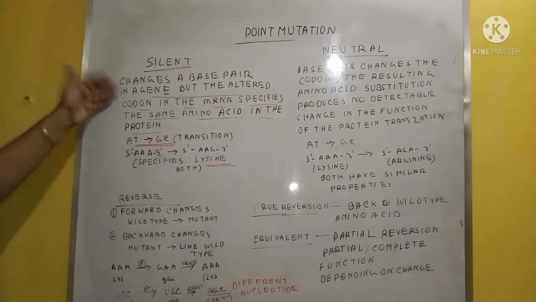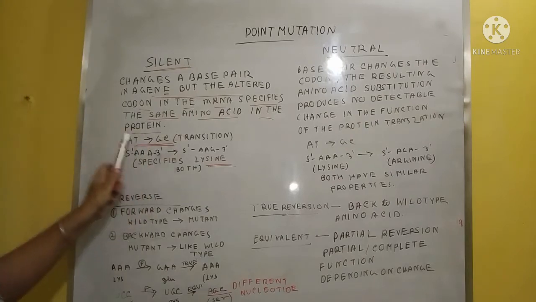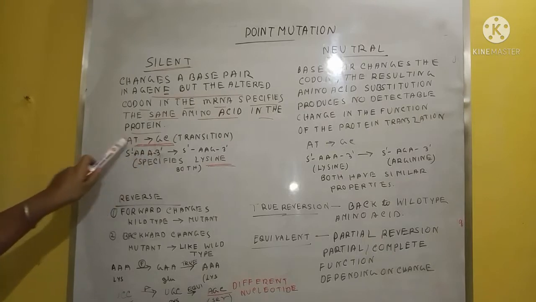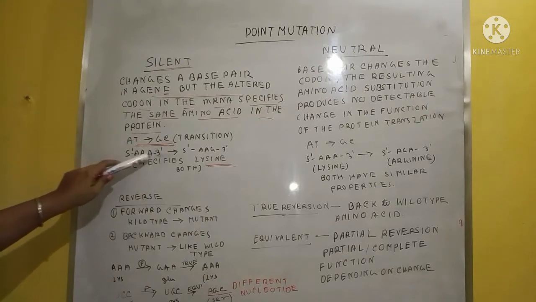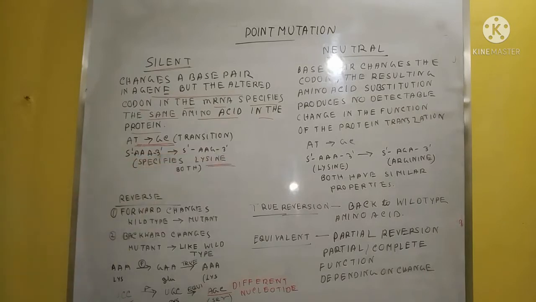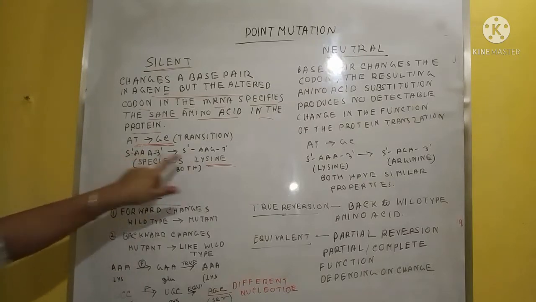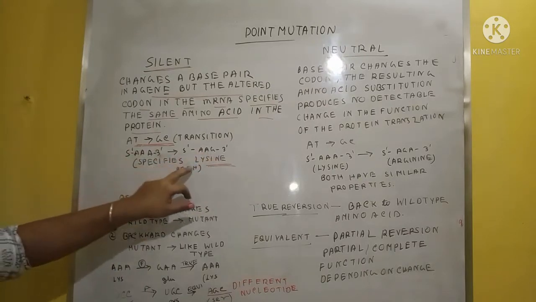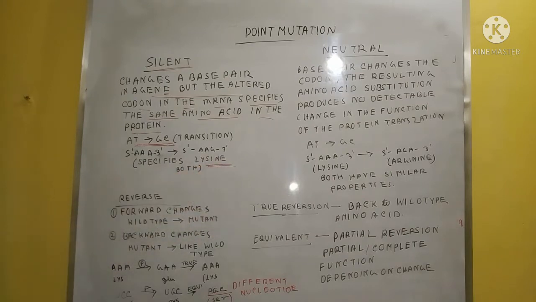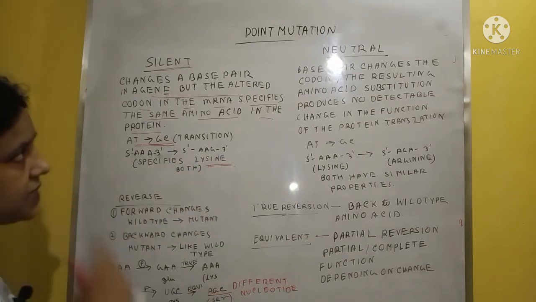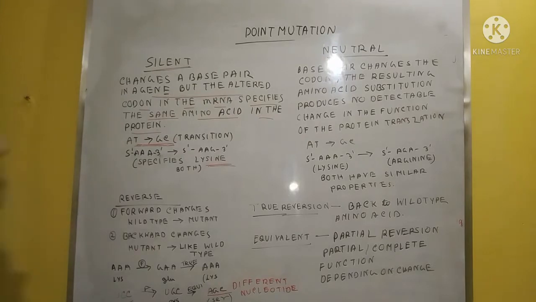So, in case of silent mutation, we see here a transition base pair mutation is possible, AT transfers to GC, and the codon is formed from AAA to AAG. Okay, but both the codons AAA and AAG specify lysine.